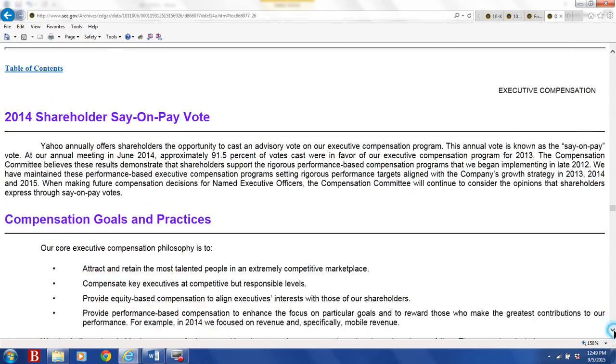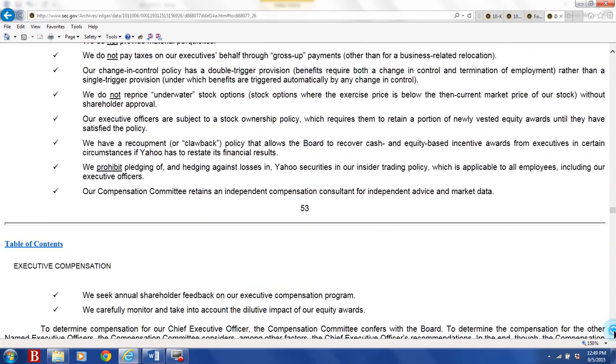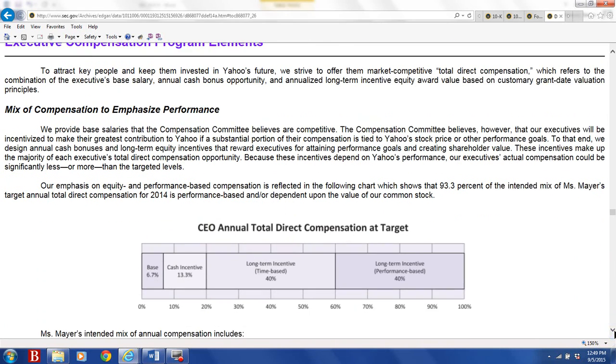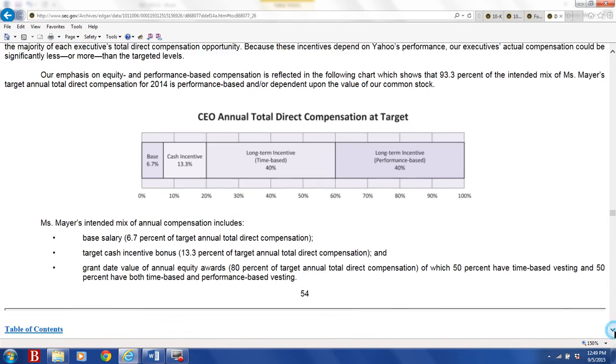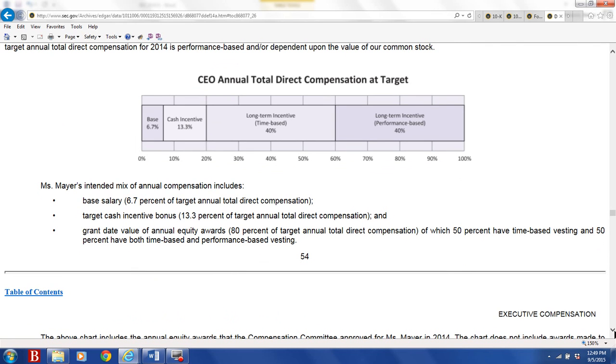I think in one of our searches last week, we might have come across who the executive officers of Yahoo are, and it said that her salary was $1 million. Well, notice that the $1 million salary is just a base. There is a cash incentive. Think of that as a bonus. If certain targets are made, you can get a bonus. That would be 13% of her compensation. And then 80% of the CEO's compensation is incentive-based.